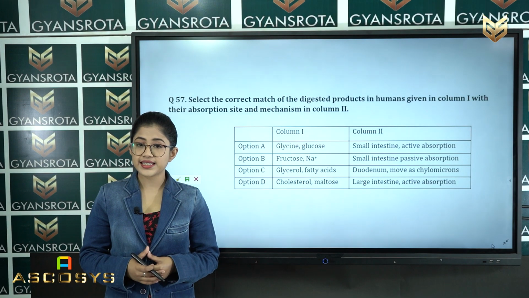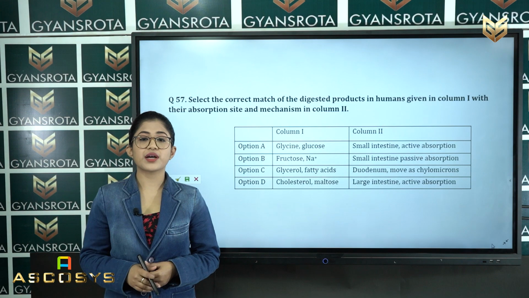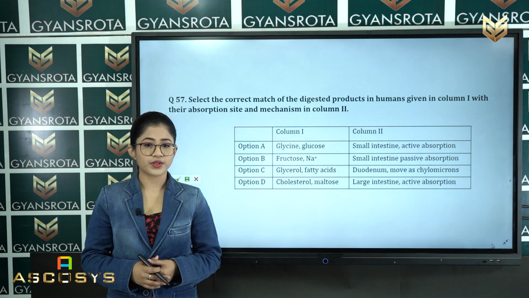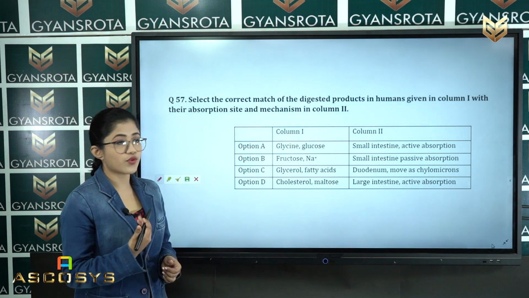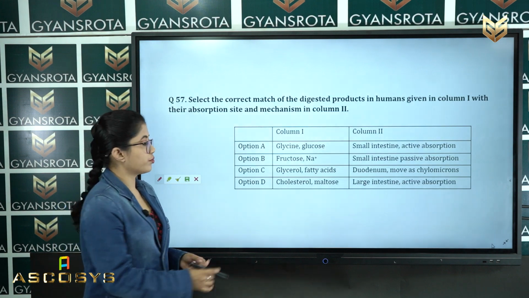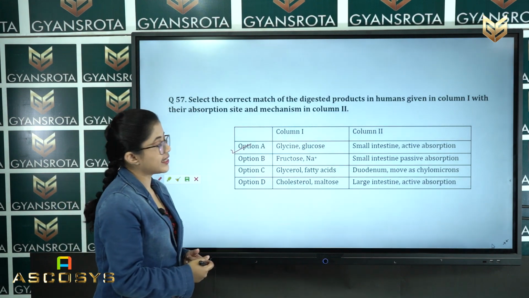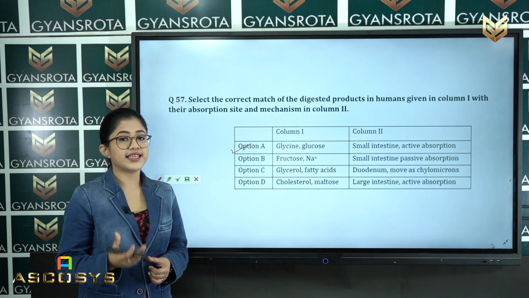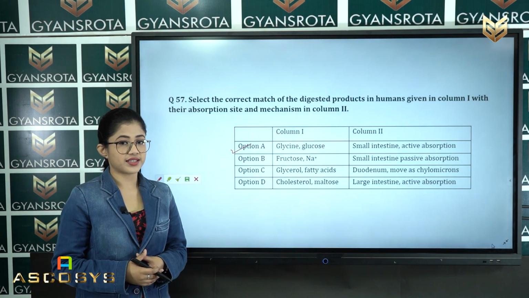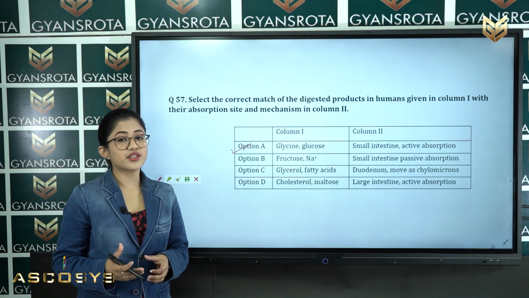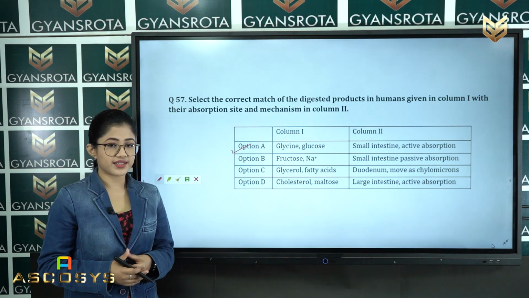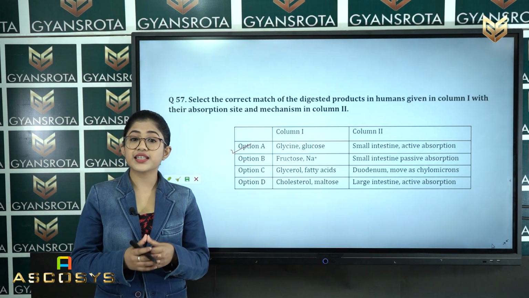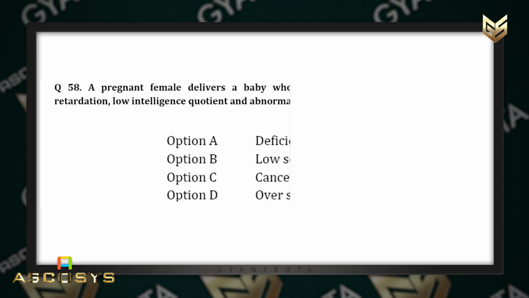Student, what is the correct answer? Well, this is from the chapter digestion and absorption. So what is the correct answer among these four options? That is option number A. Glycine and glucose, their absorption site is small intestine and they are active absorptions, which means they require energy to transport their materials. Alright, now let's move on to the next question, that is question number 58.